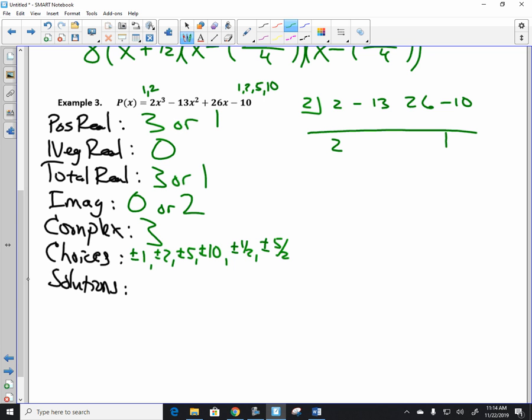2, 4, negative 9, negative 18, 8, 16, 6. Does it work? Shoot. I know none of the negatives work, and I know 1 and 2 don't work. What do you want to do?